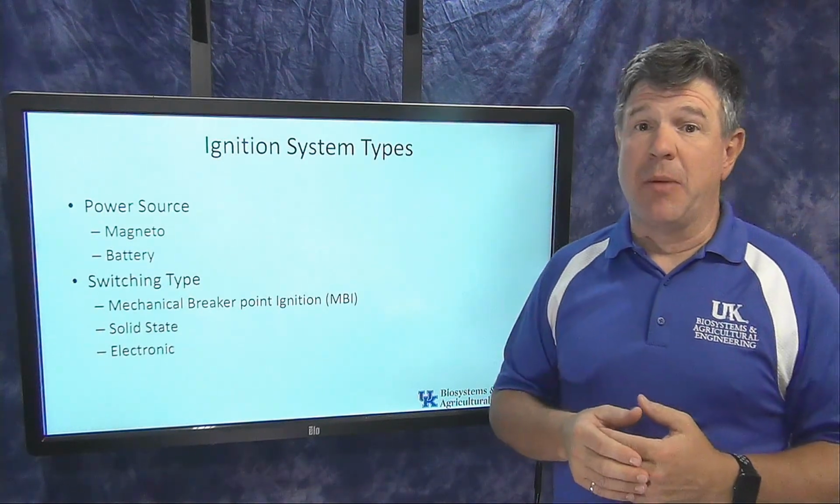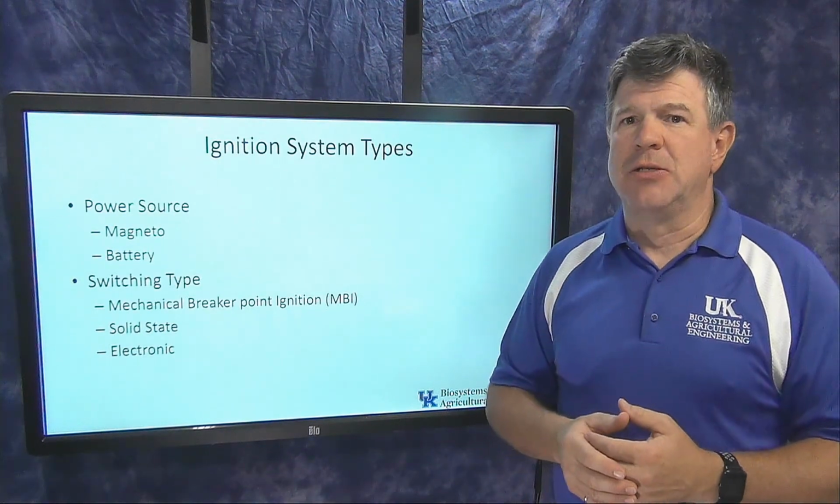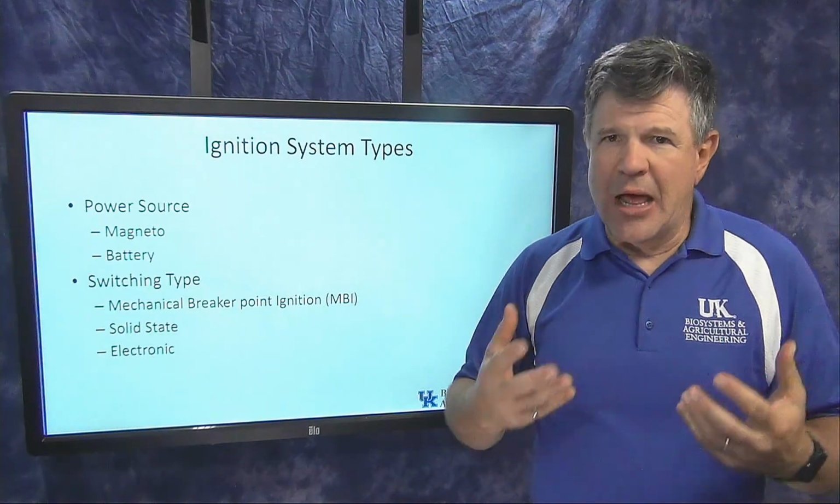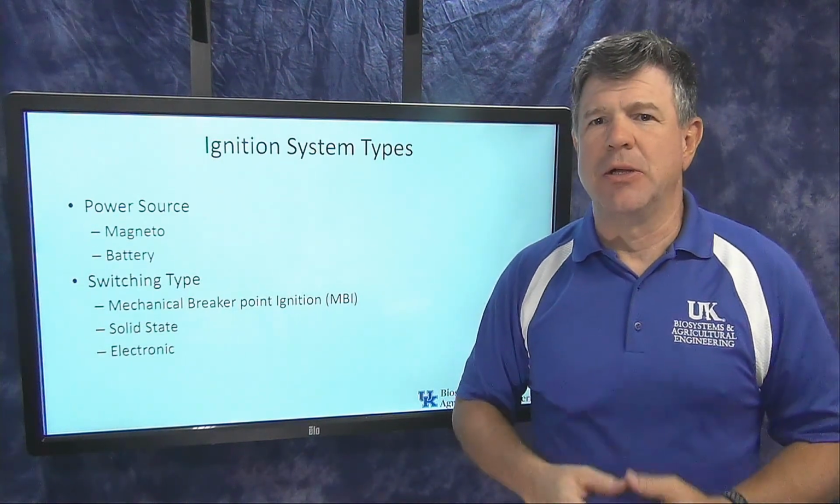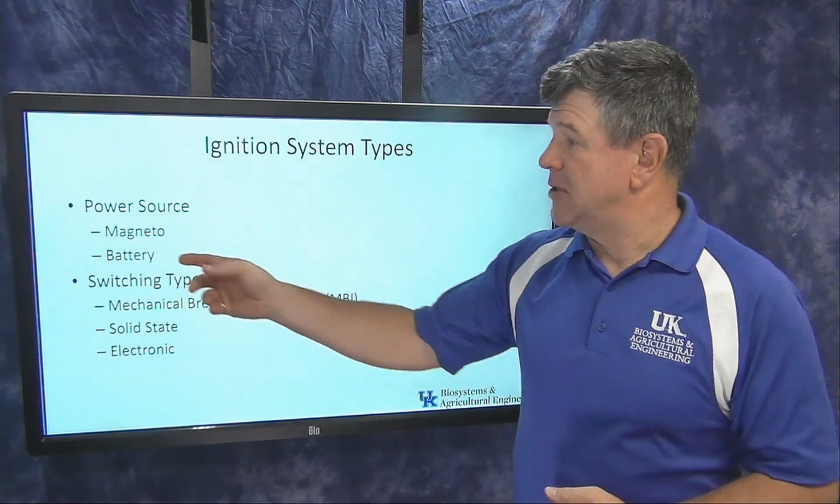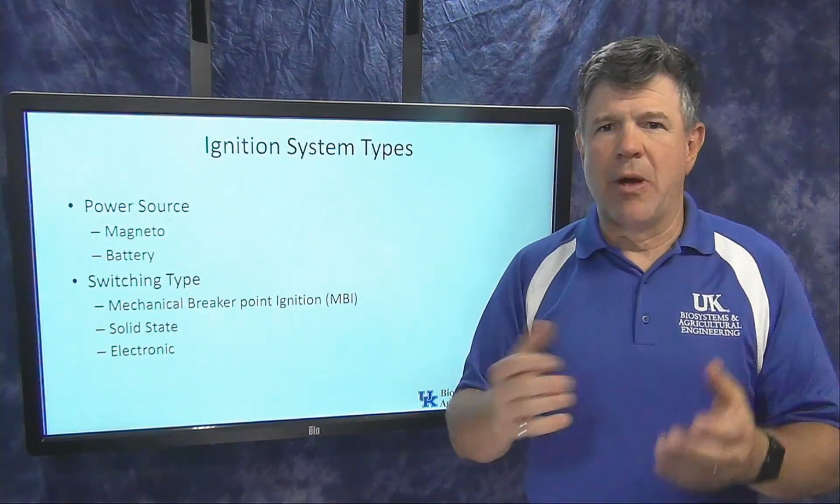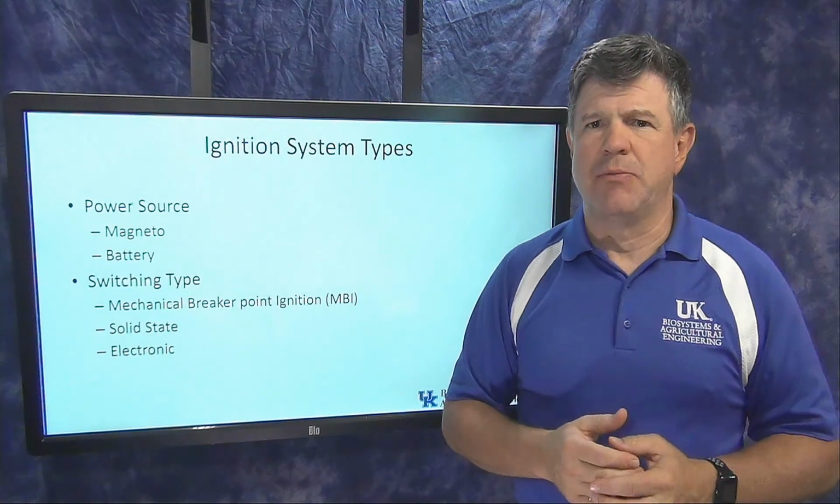First of all, we divide them up and split them by the power source. So engines that have a Magneto power system are going to have significantly different components and functionality than systems that have a battery and use the battery for the ignition. And so that's one way that we divide them up. So we'll look at examples of both of those.